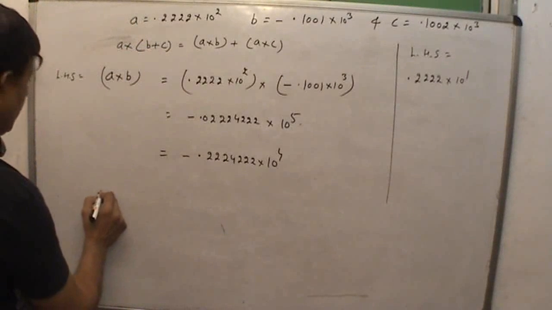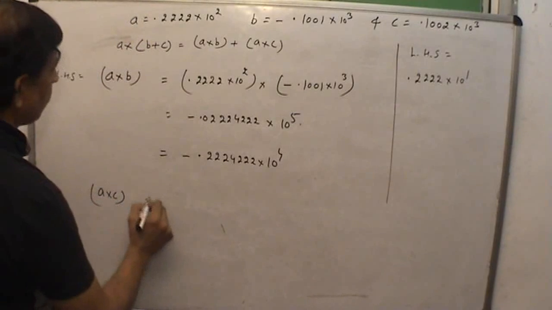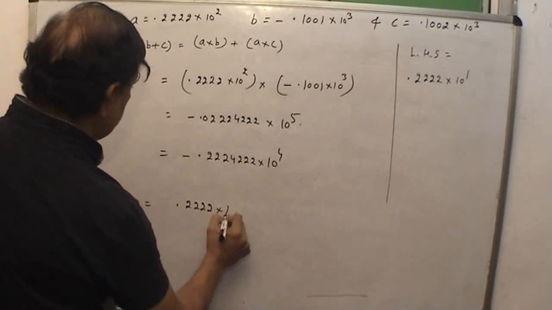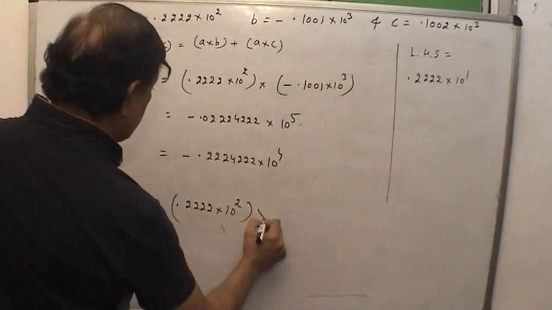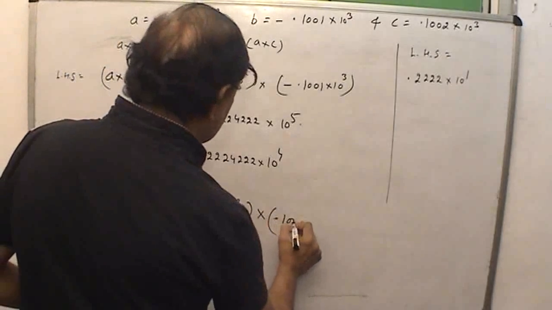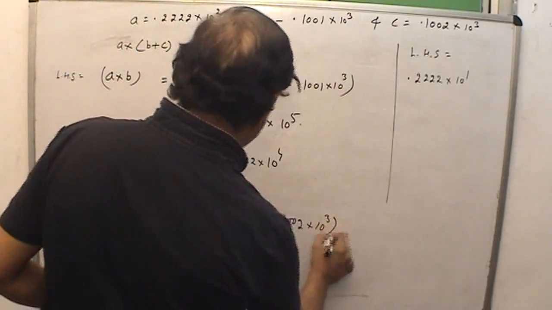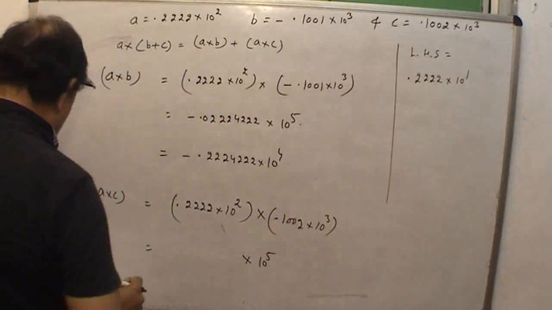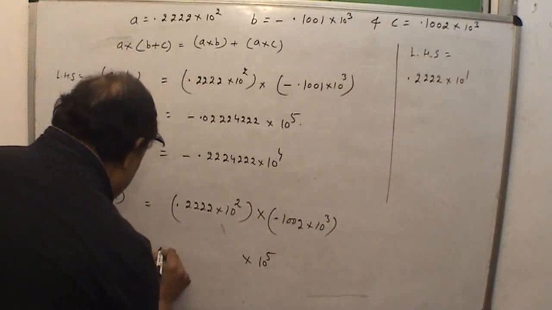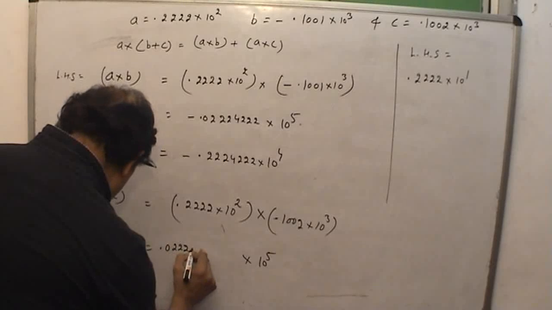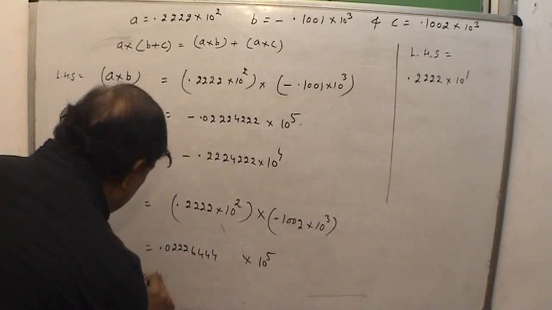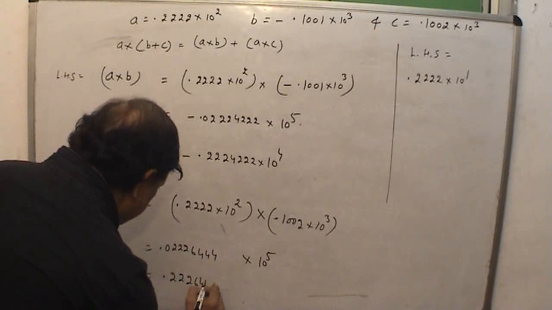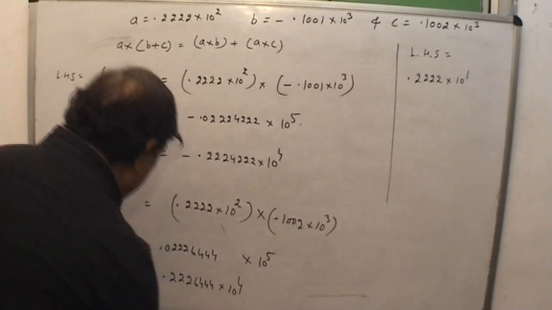Then A cross C, that is 0.2222 into 10 raised to the power 2 multiplied by 0.1002 into 10 raised to the power 3. That is equal to, first of all, exponent added 3 plus 2, 5, and it will give 0.02226444. In standard form, it is 0.222644 into 10 raised to the power 4.